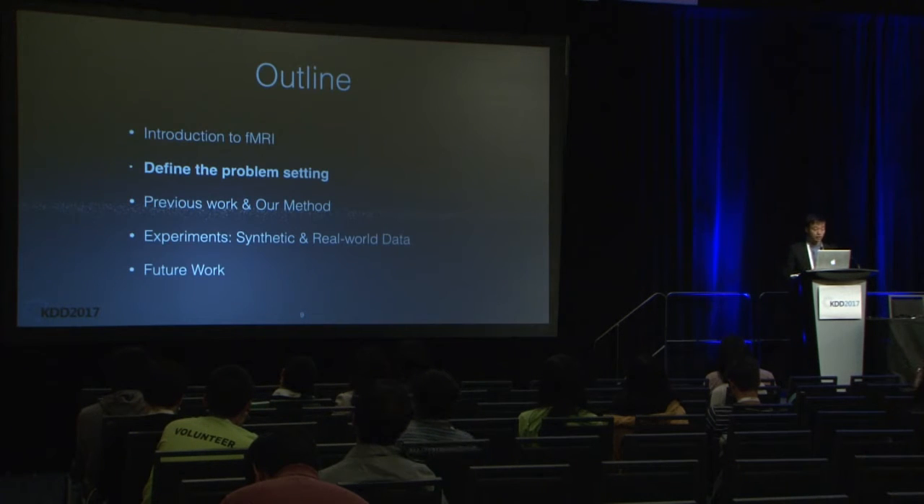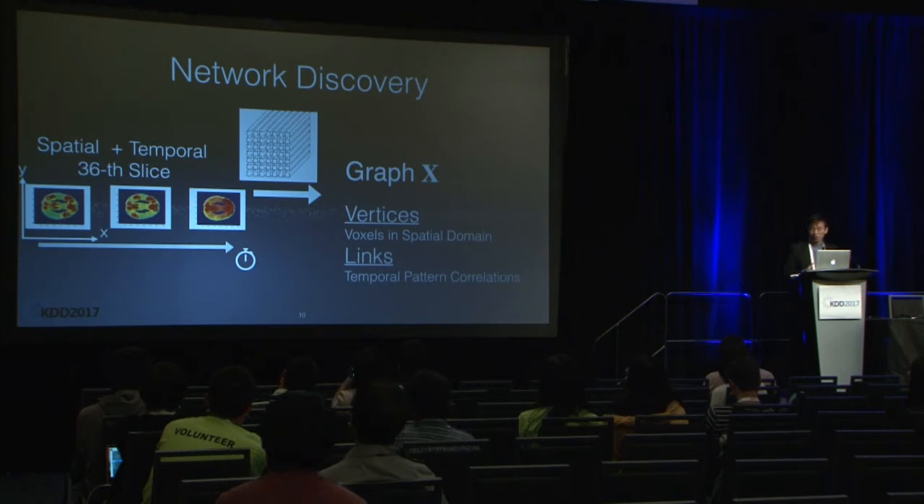After introducing the data, I'm going to define the problem setting of network discovery from the fMRI. So there are several key notes I want to make here. The first one is that our model does not directly take the high-order tensor as input, which means we're not directly decomposing the spatial temporal data tensor. Instead, our method is applied to a correlation graph X. It is a correlation graph converted from the raw spatial tensor data.